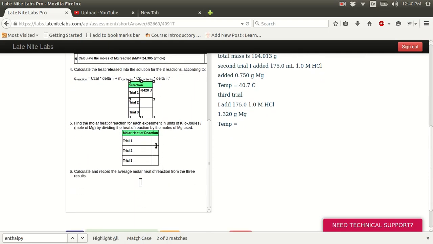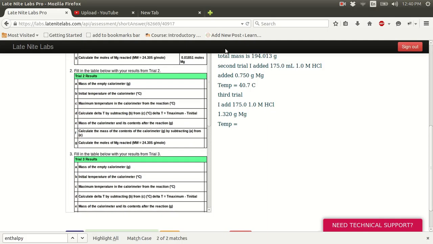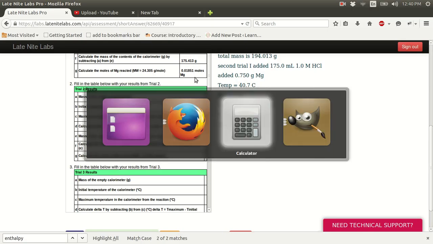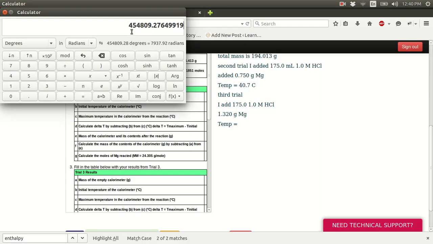And now I need to find the molar heat of the reaction. So the molar heat of the reaction is going to be this number divided by the moles of magnesium that I used. And those number of moles are right here, 0.01851 for me. It'll be something different for you. So I take that number of joules from the chemical reaction divided by 0.01851, and I get this large number, 454,809.